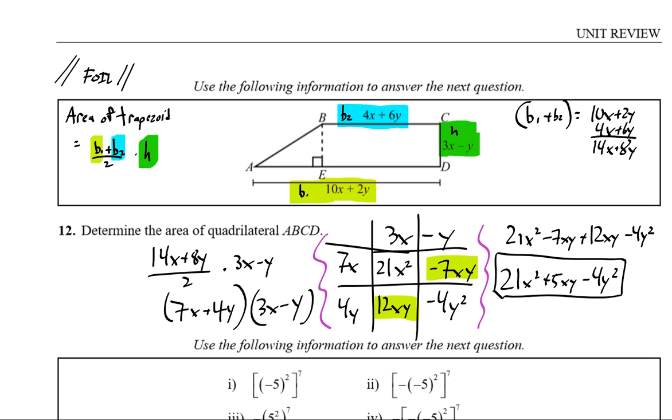Okay, we're continuing with this unit review. This question 12 here I just recorded, but then I realized that you actually are using FOIL at the end for it, so we don't need to know that for tomorrow's exam. But this is a trapezoid.